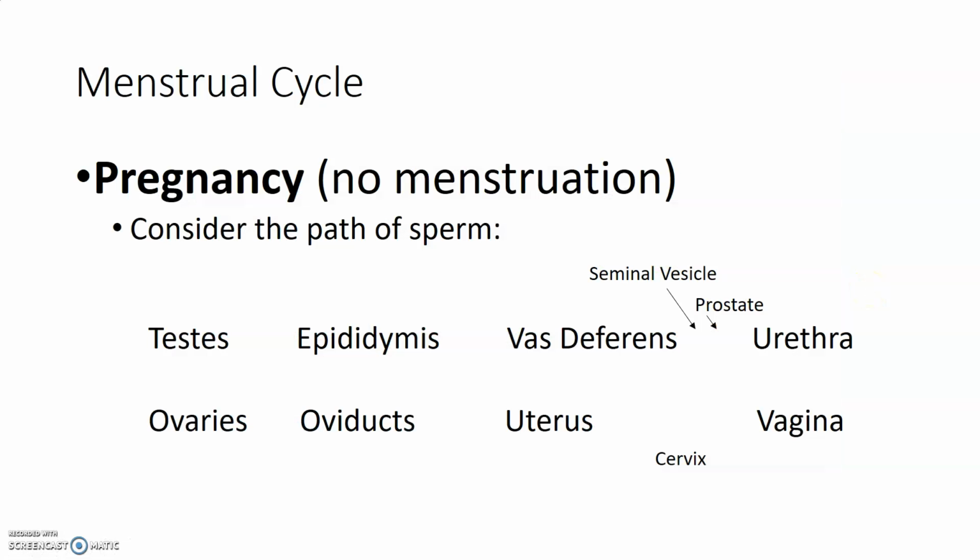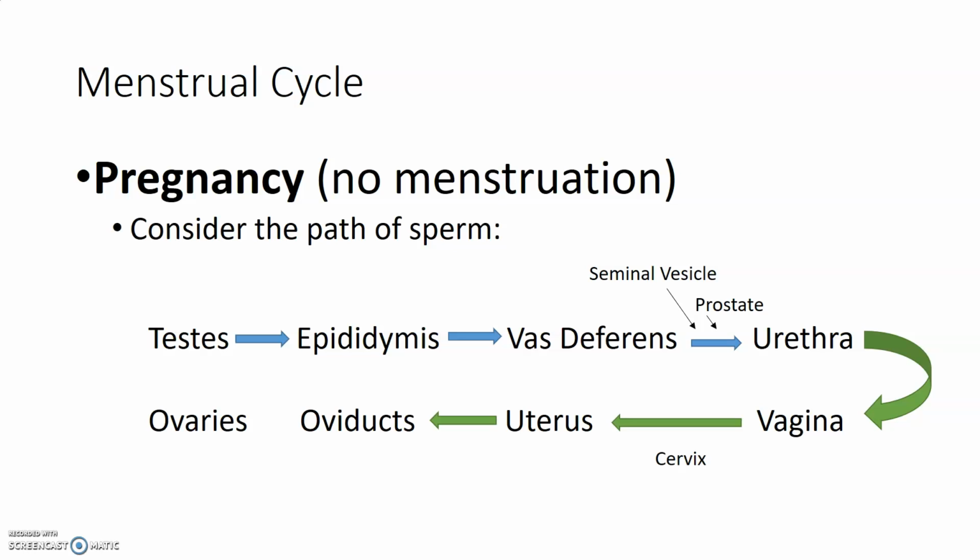So if we think about the menstrual cycle and the path that eggs and sperm take to make a pregnancy, the sperm starts in the testes, it moves to the epididymis, and that is where it matures, right? And then it moves into the vas deferens, and at the time of ejaculation, it moves out into the urethra, out of the body. If it happens to come in contact, it can move into the vagina, past the cervix, into the uterus, and then the sperm actually go all the way up into the oviducts or the fallopian tubes.